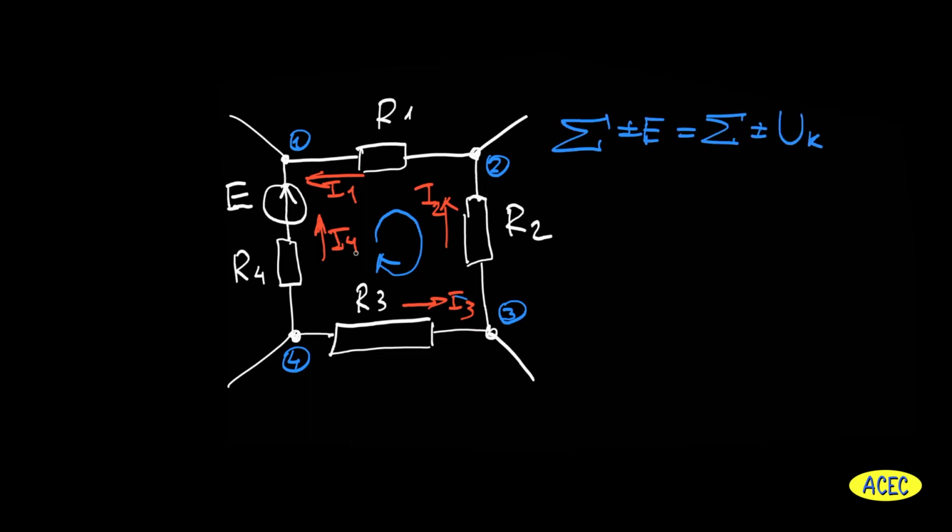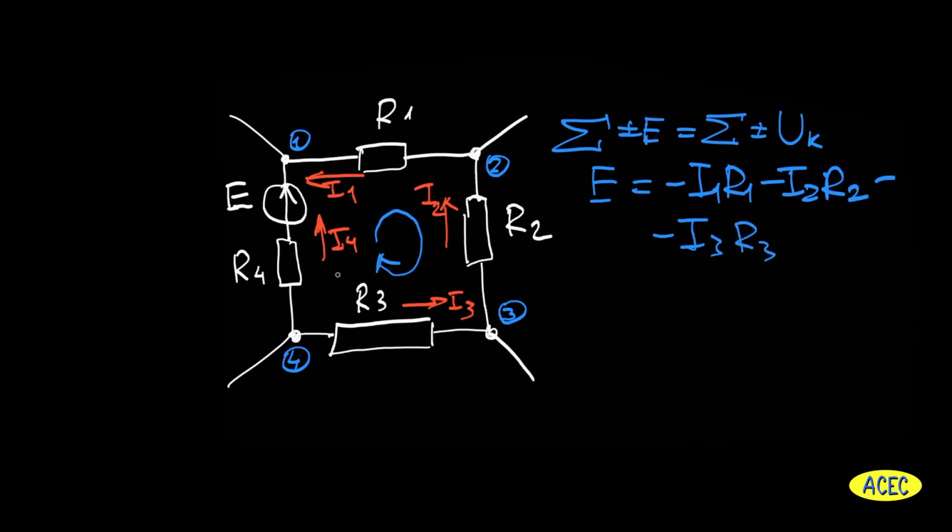We have the same direction of the loop and the voltage source E, so E will be with plus. And respectively, we will have the opposite direction of current number 1, so it will be minus I1 R1, the opposite direction of current number 2, minus I2 R2, minus I3 R3, the same situation, and the last one has the same direction, so it will be with plus.